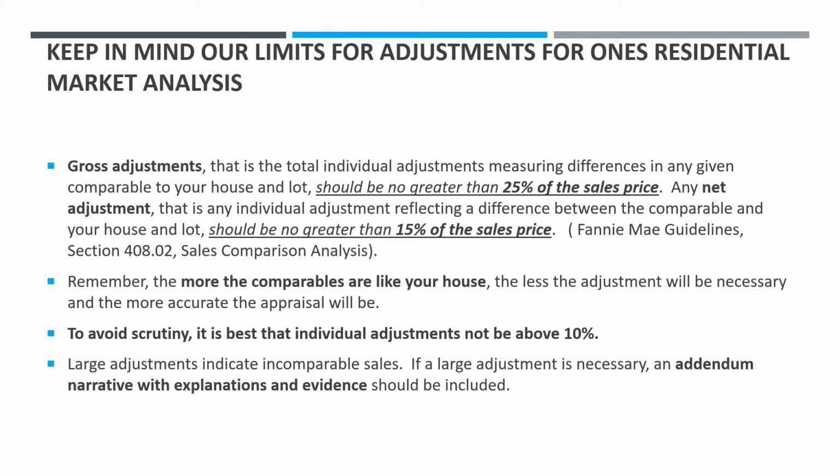Of course, the comparables should be as much like your home as possible, or your subject's home. But if it was a large adjustment because there weren't any comparables found to reflect that adjustment, a large adjustment, if it's necessary, you need to have an addendum narrative with an explanation and the evidence to prove that point.